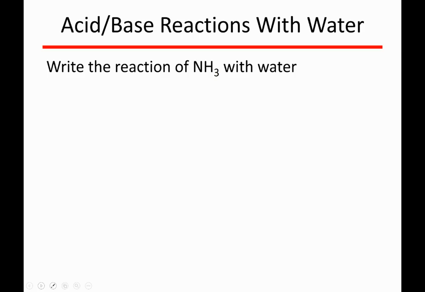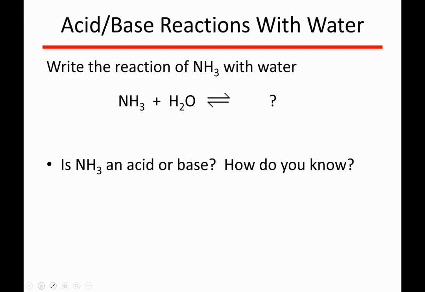In this problem, we're asked to write the reaction of NH3 with water. So NH3 is reacting with water, and they're going to react at equilibrium with one another to form something, but we don't really know what those products are, and we have to be able to predict what the products should be. So to help us do that, we have to consider whether NH3 is an acid or a base, and we have to think about where we can look to find this information.